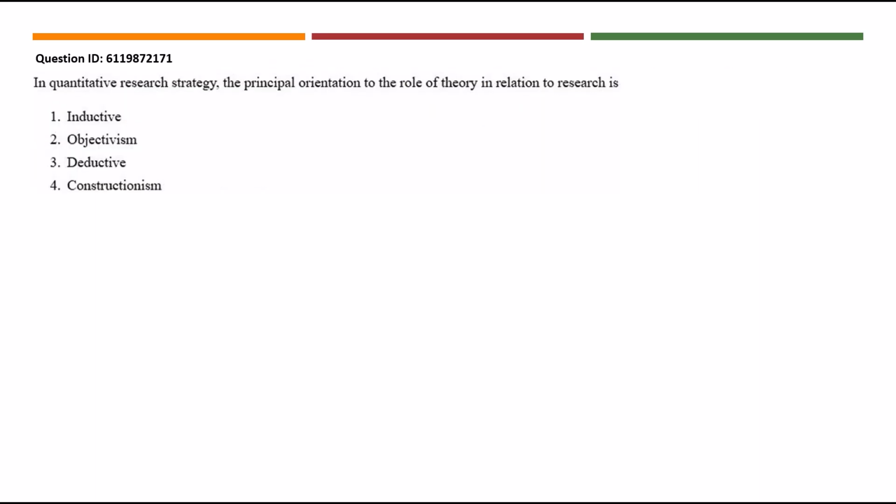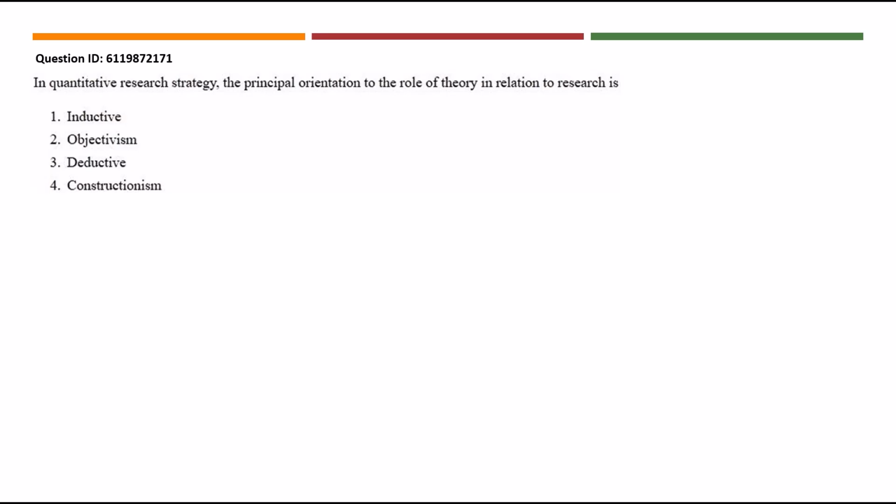Next question, in quantitative research strategy, the principal orientation to the role of theory in relation to research is. So did you understand what is the statement? No. Read it once again. In quantitative research strategy, the principal orientation to the role of theory in relation to research.